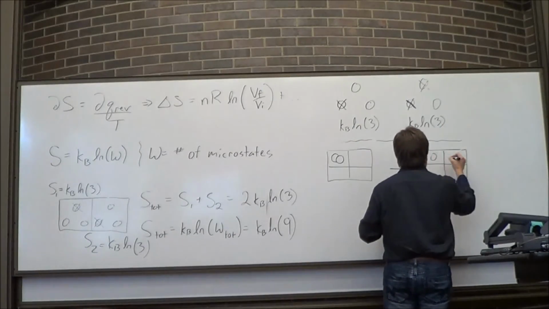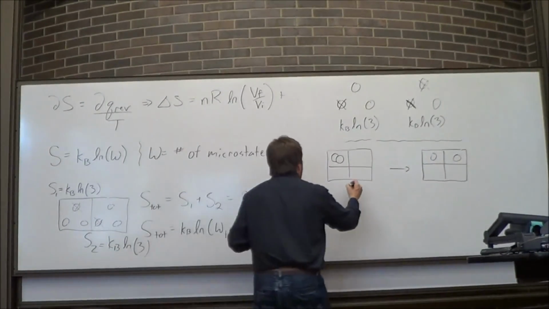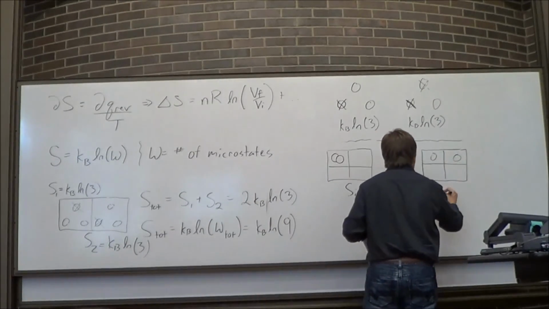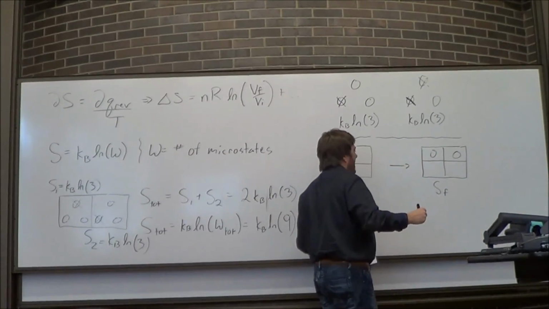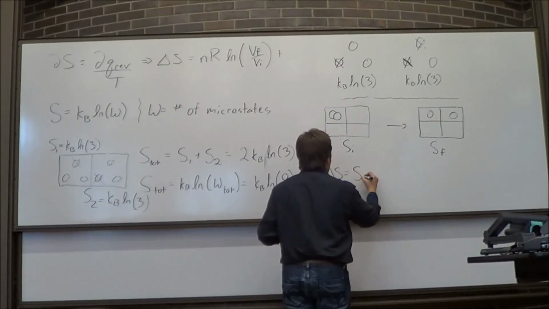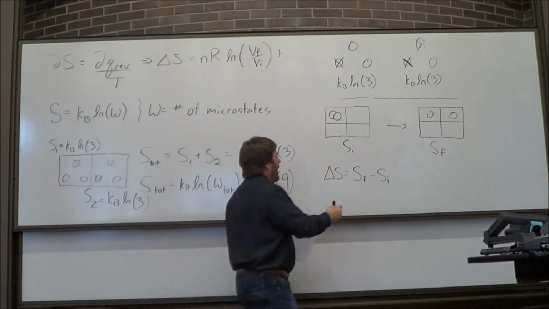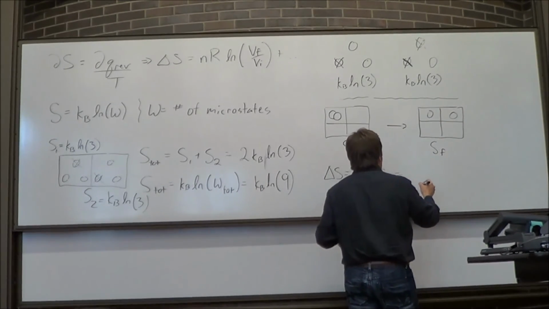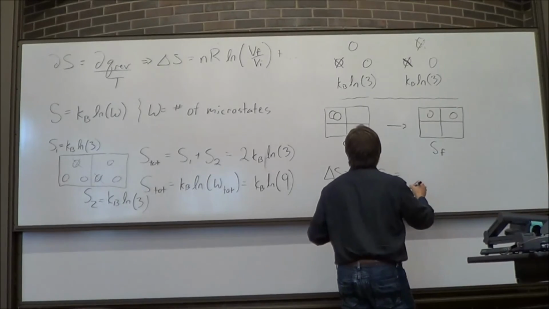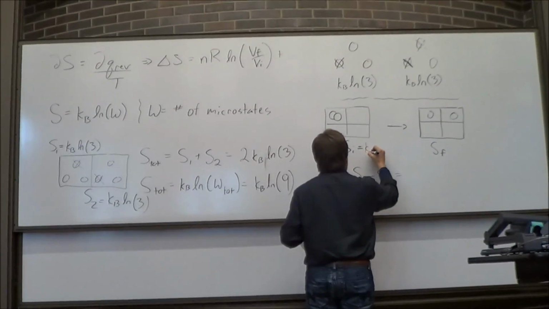And for the heck of it, I'll just put them in these boxes right now. This will be SI, this will be SF, and of course delta S, which is the thing that I really care about, is going to be SF minus SI by definition, final minus initial. And tell you what, let me go ahead and write this down here. k_B ln, that's a given.